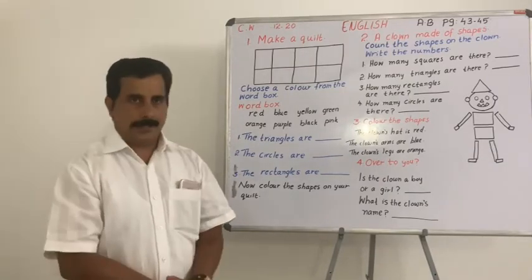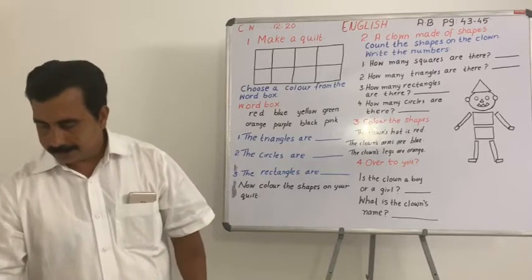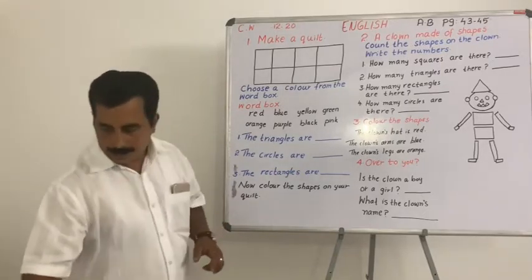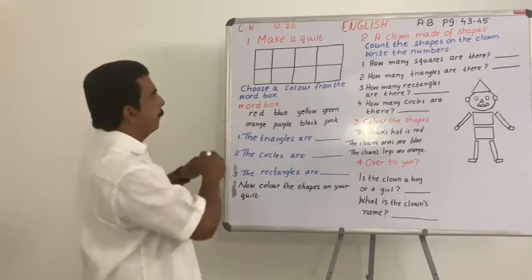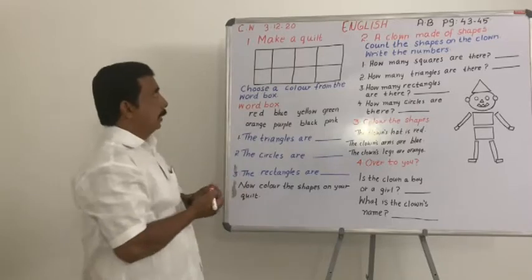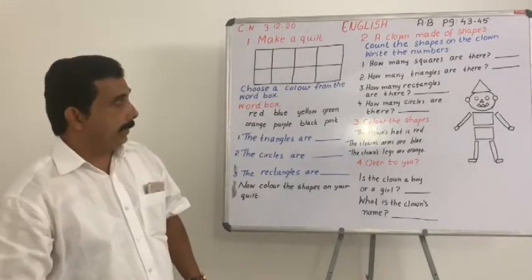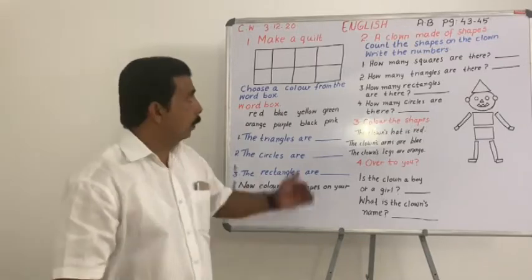And what's the date? Date is? Yeah, tell me. Date 3. Classwork and date, right? Classwork. Date 3/12/2020.